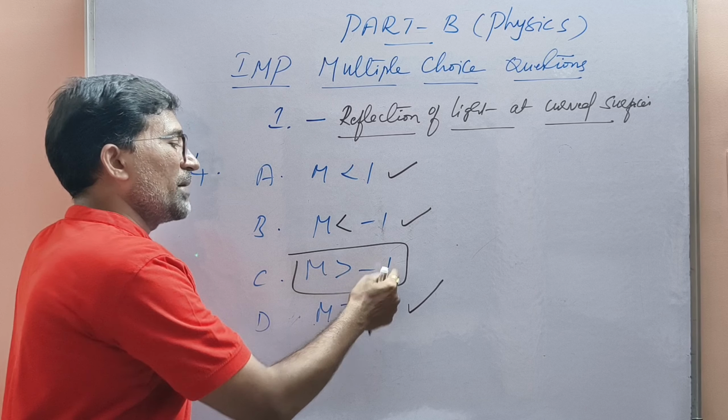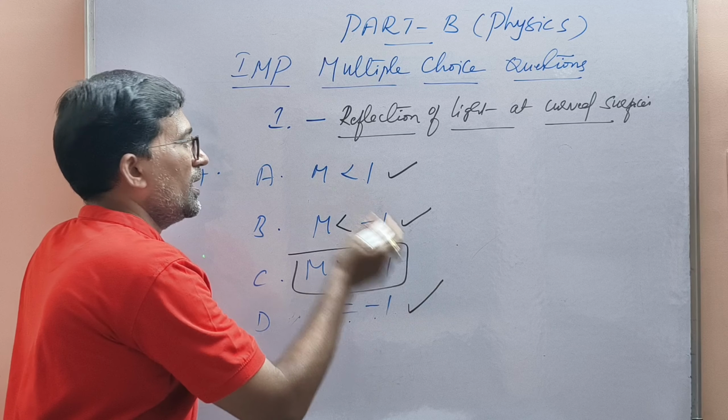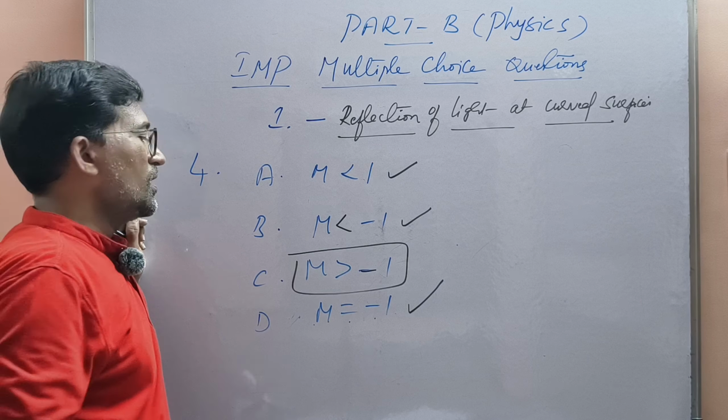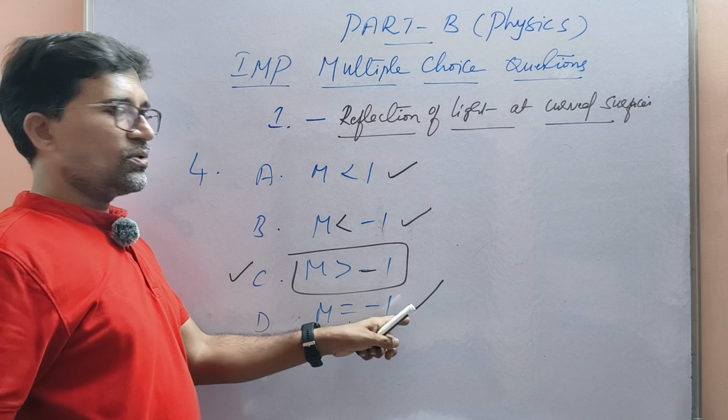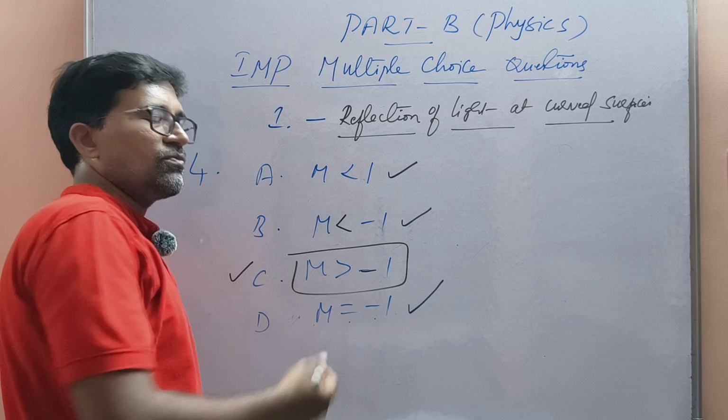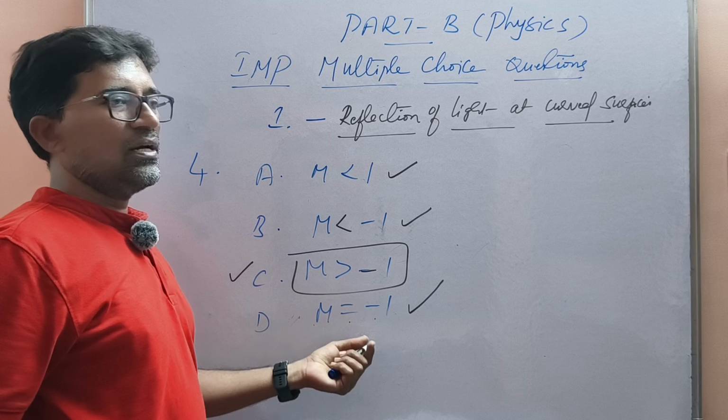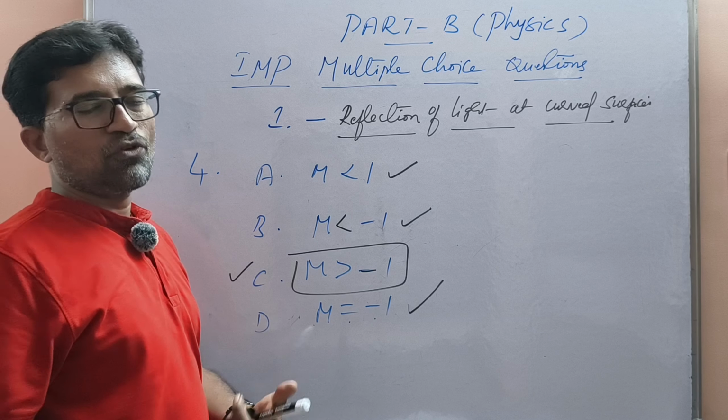M is greater than minus 1 is never possible. And according to the fourth question, the right option is C. Remember that. And M is equal to minus 1 is possible. This is the case where the object is at C, and the image is also formed at C.